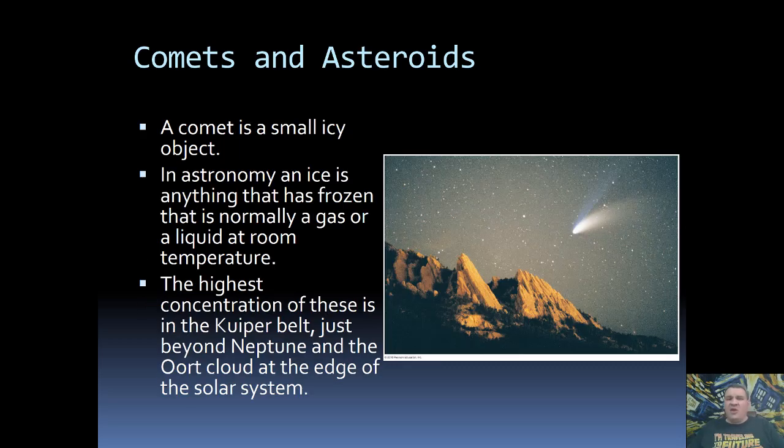A comet is a small and icy object. Now, in astronomy, an ice is anything that is normally a liquid or a gas that is so cold that it has actually frozen. Most times when we talk about ice, we do mean frozen water. However, this could also include frozen carbon dioxide, which is sometimes known here on the Earth as dry ice. It could also be frozen methane or frozen ammonia. Now, the highest concentration of the comets is out in the Kuiper belt, which is beyond Neptune, and we think that there's another region right at the edge of the solar system referred to as the Oort cloud.